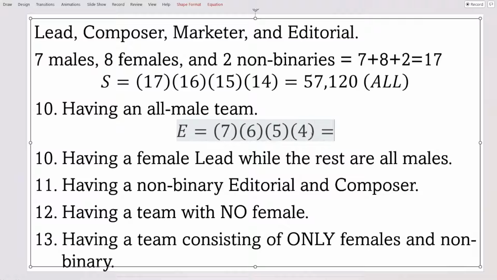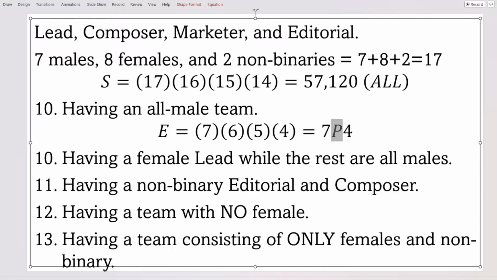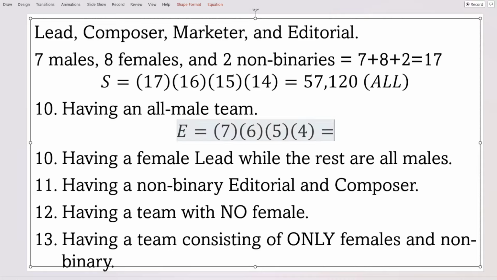So 7, 6, 5, and 4. Actually, you can put this in your calculator as 7P4, because 7 males, 4 slots, and it's a permutation problem. Or whatever is more convenient for you. For me, this one is more convenient because it has a logical explanation rather than just putting it in the calculator. So this one is 840 possible outcomes.